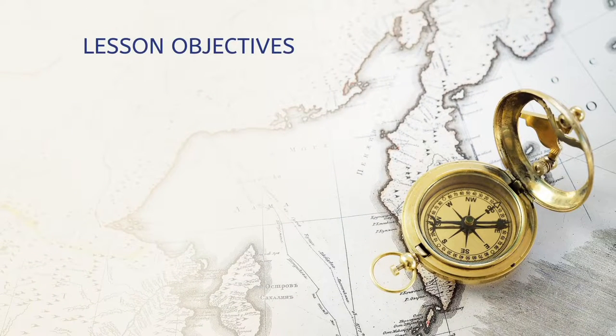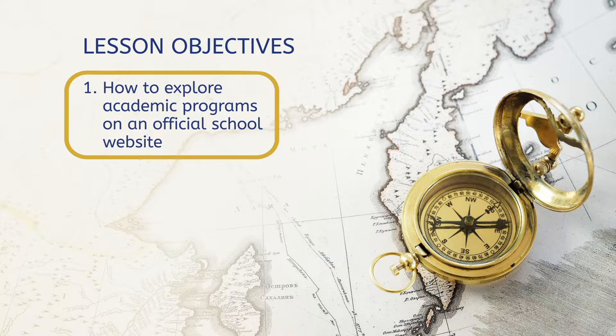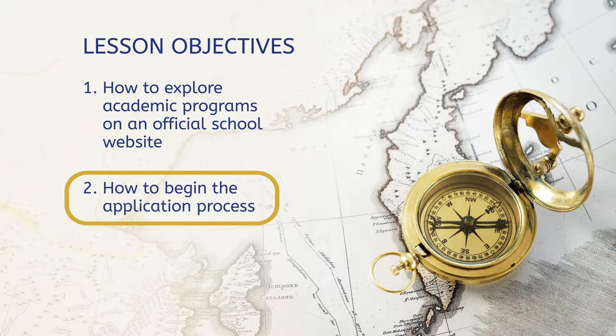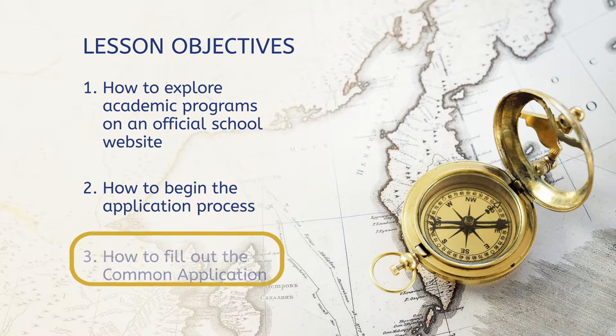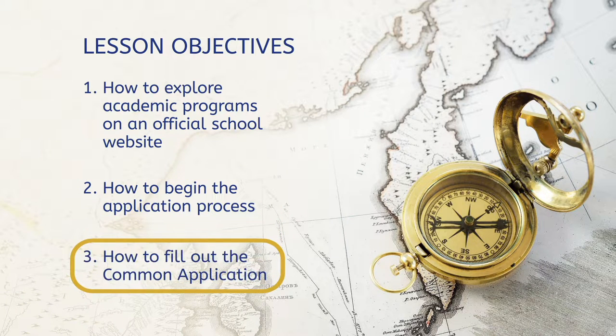So batten down the hatches, because by the end of today's lesson, you will have learned: 1. How to explore academic programs on an official school website, 2. How to begin the application process, and 3. How to fill out the Common Application, or Common App as it is more frequently known. Let's get started.